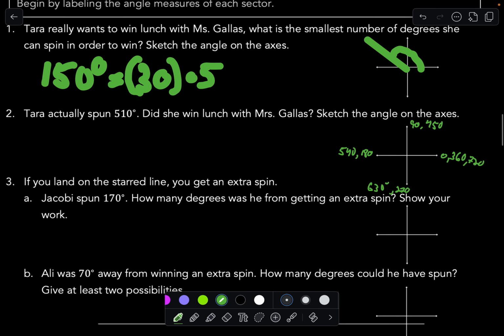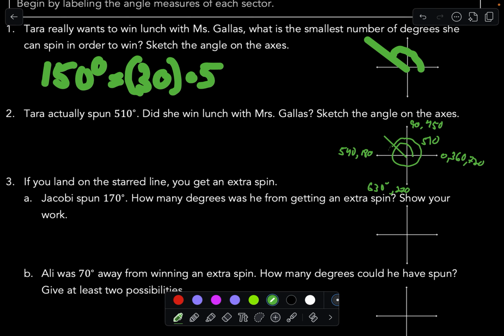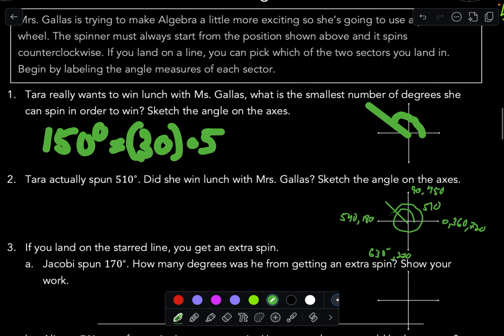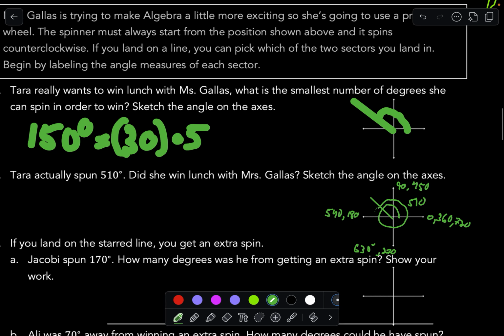So Tara actually spun 510 degrees. So if you think about this, we will go around, that's 360, 450, 510 would be somewhere in here. So that's 510 degrees. And the question is, did you end up in the same position to win the prize? So we want to know if this was originally 150.